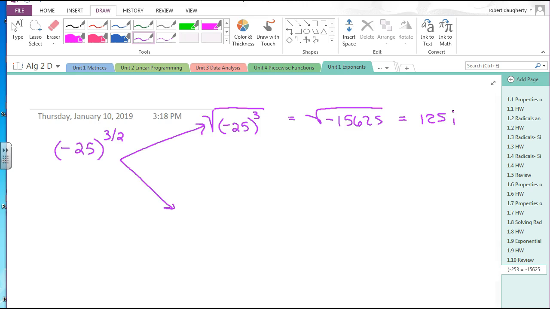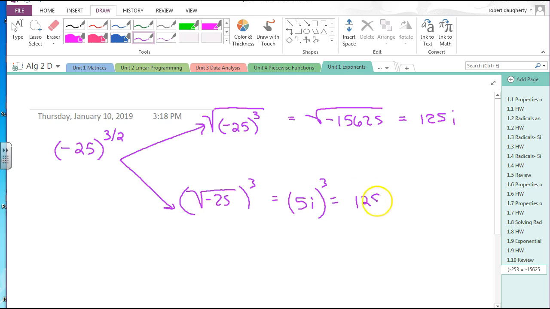What I suggested that I always do is I take the root first. So I take the square root of negative 25 and then cube it. So the square root of negative 25 is 5i. When you cube that, you get 125i cubed, but i cubed equals negative i. So this is negative 125i. So that was the seeming conflict that you and I got on this.